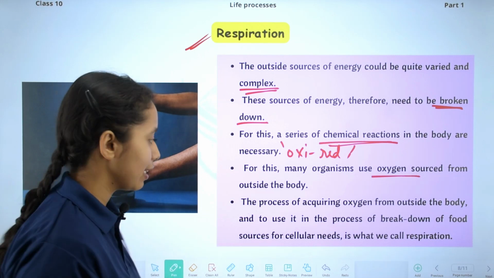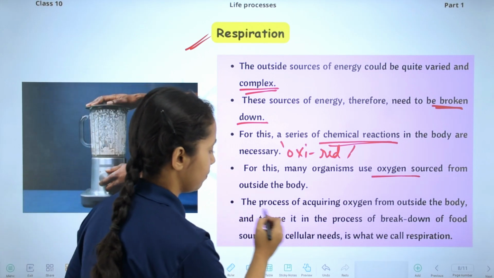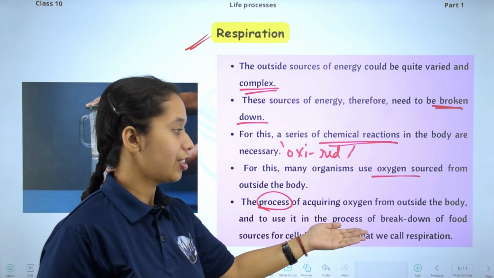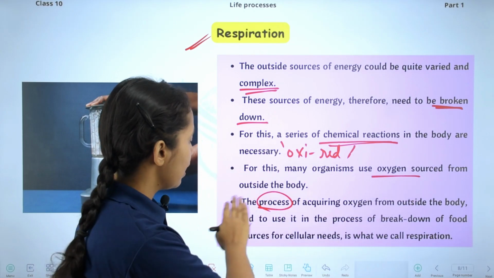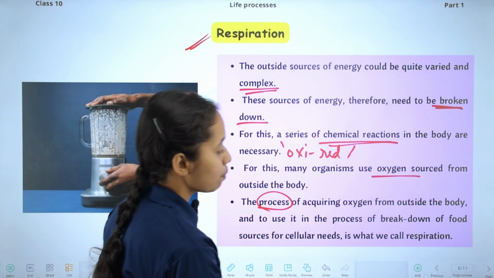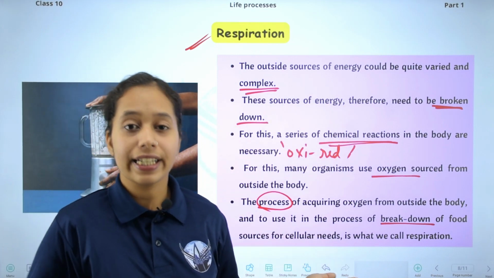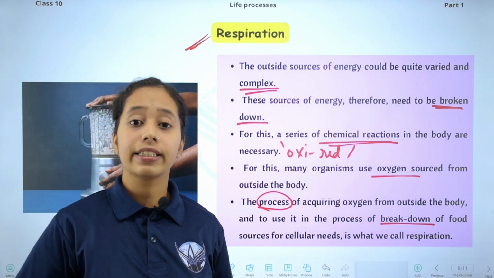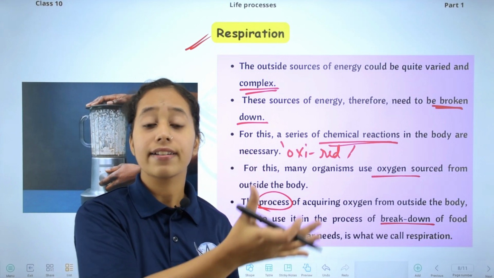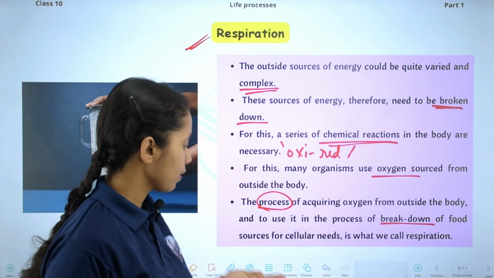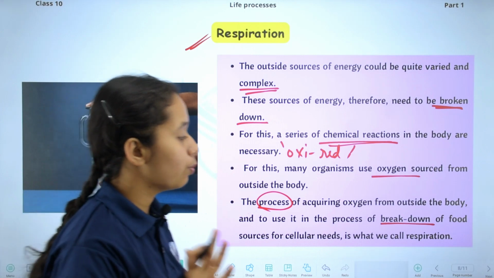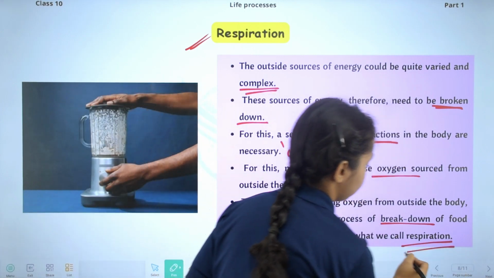So what is respiration? The process of acquiring energy from outside the body and using it in the process of breakdown of food sources for cellular needs. Cellular needs meaning for the needs of our cells, so that our cells could use that energy. That is what we call respiration.